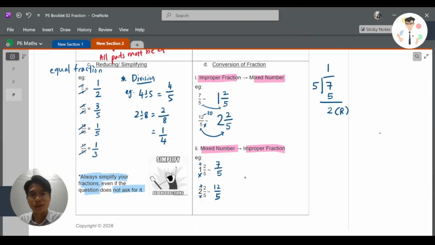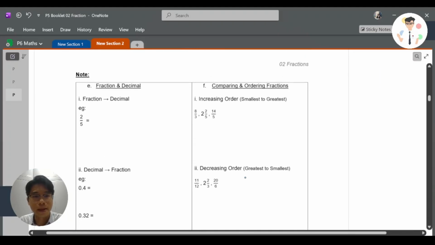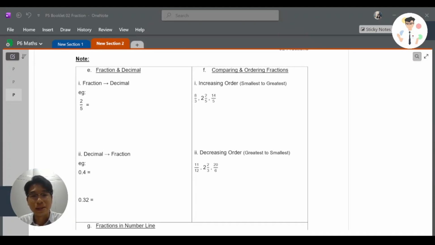Good. Again, you practice in the practice pages. Let's move on to E. Now, E will be learning how to convert fraction to become decimal. Again, very simple. The first way that you can do that is the same thing, we divide.